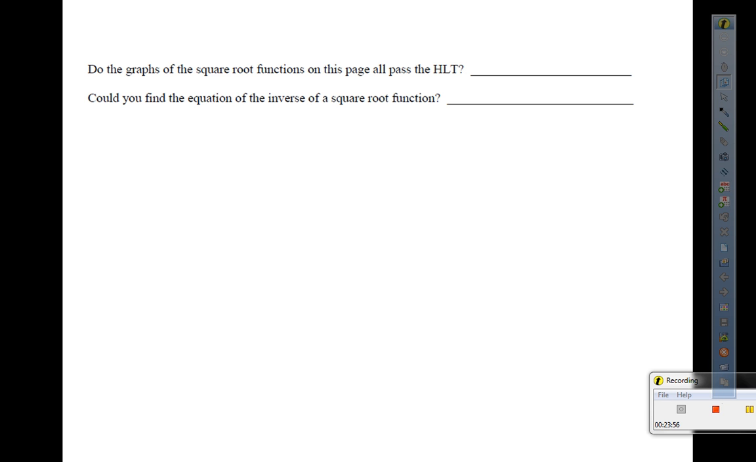Hey, now, if you would, look at the graphs that we did. Do the graphs of the square root functions all pass the HLT, the horizontal line test, just like what we had last time? The answer there, of course, is yes. What does that mean for you guys? Could we find the inverse? Yes. So we're going to do exactly what we did last time on finding the inverse. The steps aren't the same. That's why the only thing I covered with you last time was the inverses, because I knew this was coming.